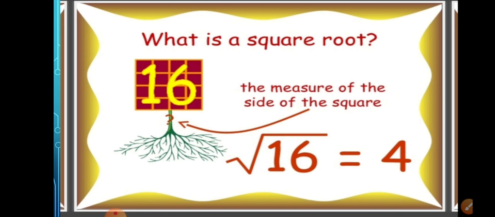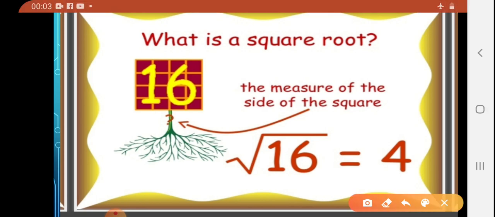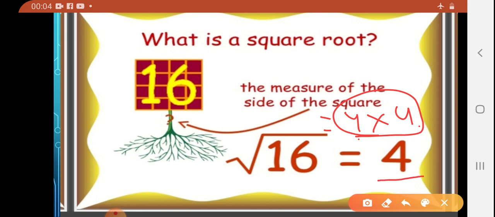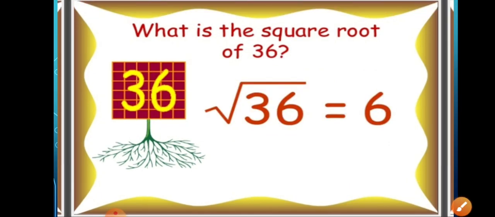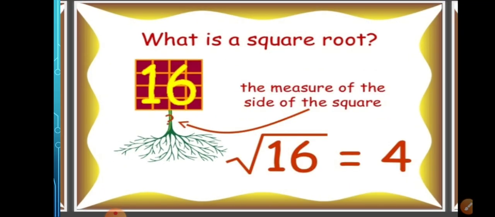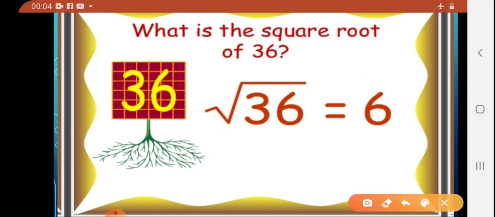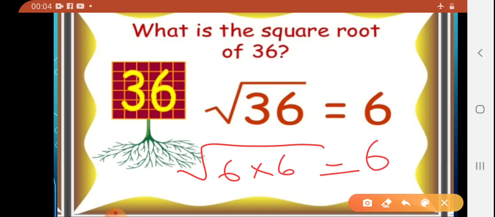Now we can see the examples. What is the square root of 16? When we take the square root of 16, it is 4 into 4, meaning 4 is multiplied by 4. So we can say that the square root of 16 will be 4. Next, the square root of 36 means 6 multiplied by 6, so the answer will be 6.